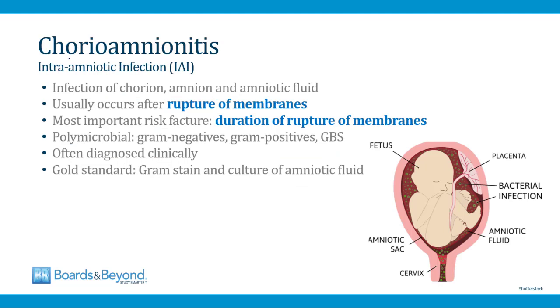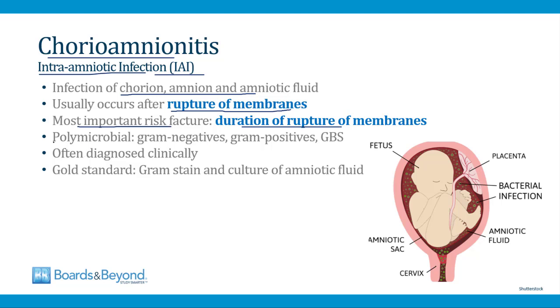And then the final topic for this video is chorioamnionitis, which is also referred to as an intraamniotic infection or an IAI. Chorioamnionitis means infection of the chorion, amnion, and the amniotic fluid, and it usually occurs after rupture of membranes. In fact, the most important risk factor for development of chorioamnionitis is the duration of rupture of membranes prior to delivery of the baby. This is one of the reasons why when women have pre-labor rupture of membranes, we often induce labor so that they won't have a long period of time where the membranes are ruptured and infection could occur.